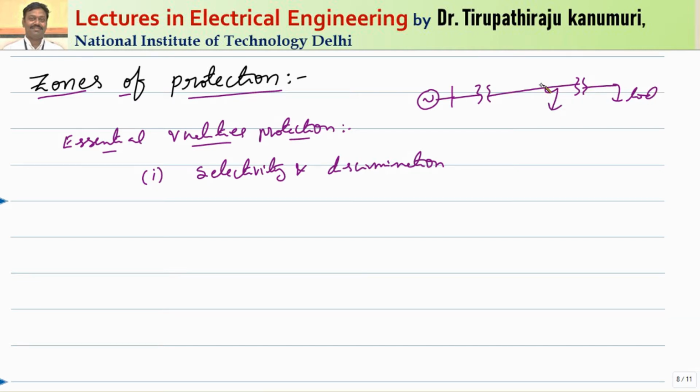When the fault has happened, only this particular part should disconnect, and the relay at your alternator should not trip, because this generator may be connected in parallel and supplying another transmission line also. So the relay of this generator should not disconnect; only the component where the fault comes should disconnect. That is called the selectivity property. And the second property is discrimination.